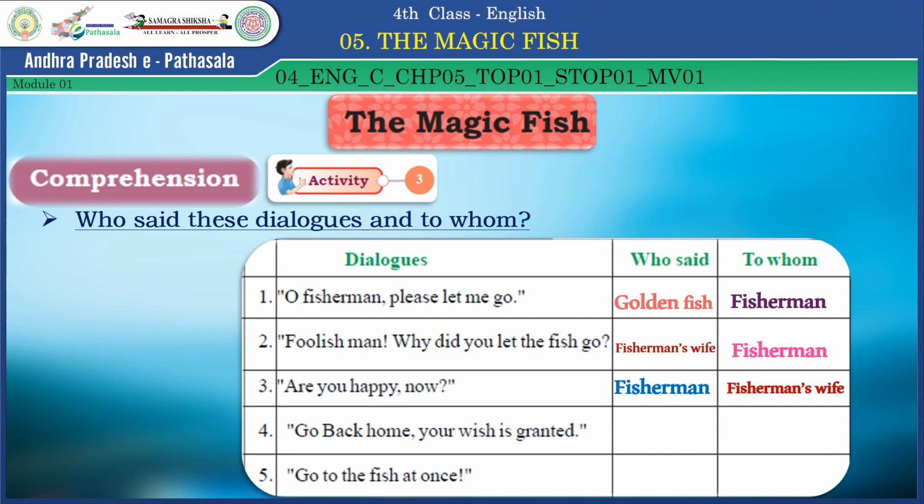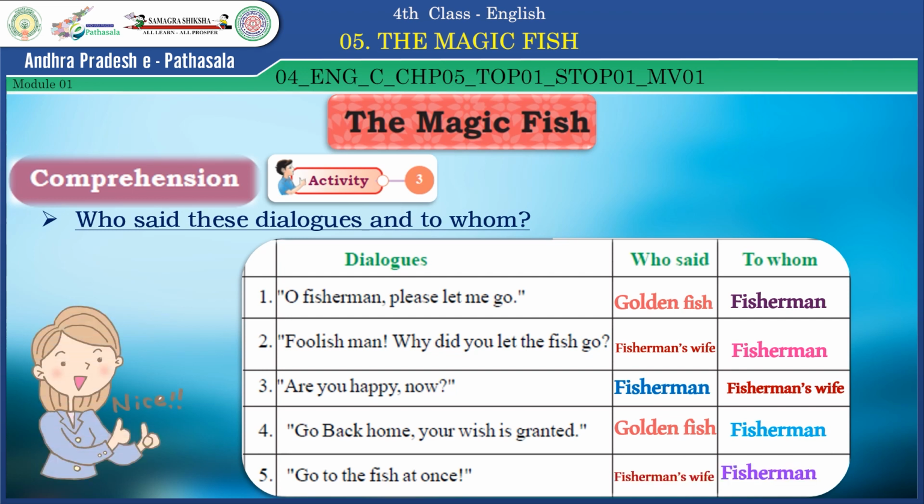Fourth one. Go back home. Your wish is granted. Yes, you are right. The golden fish said to the fisherman. And coming to the last dialogue, go to the fish at once. Think, children, who said this to whom? Yes, fisherman's wife said to the fisherman. Congratulations, children. You said all the dialogues very well. Children, now we are going to do the vocabulary activity. Are you ready?